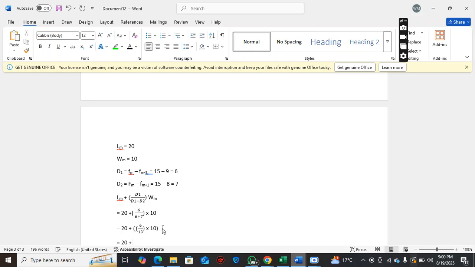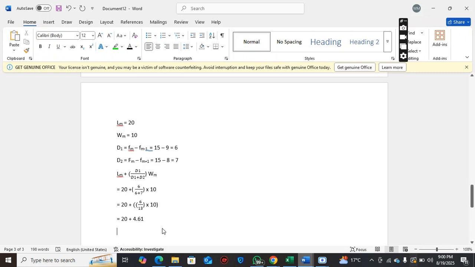20 plus 6 divided by 13, you get 0.461. We just use 0.46. 0.46 times 10, 4.61. 20 plus 4.61, 24.61. That is the mode.